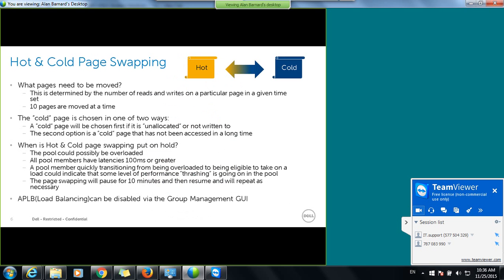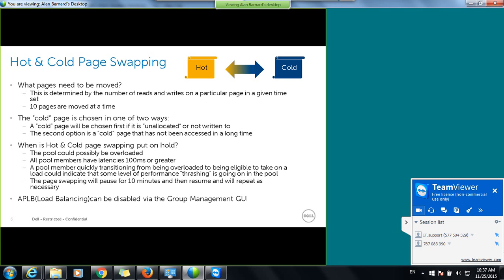This is determined by the number of reads and writes on a particular page in a given time set. It only moves 10 pages at a time. One page is about 15 meg, so in total you are moving about 150 meg at one point. So this is a pretty low operation compared to the bandwidth you have between your members, especially if you have 10 gig members. Normally, hot and cold page swapping doesn't cause any performance issue, right?